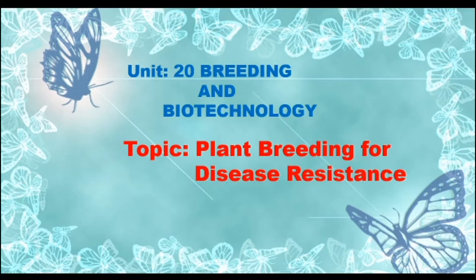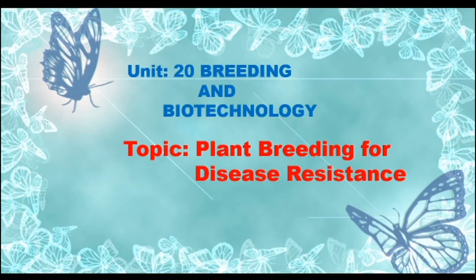There are two scientists we have studied. One is Dr. M.S. Swaminathan, the father of the Indian Green Revolution. Norman Borlaug is the father of the Green Revolution. Today we are going to study plant breeding for disease resistance.